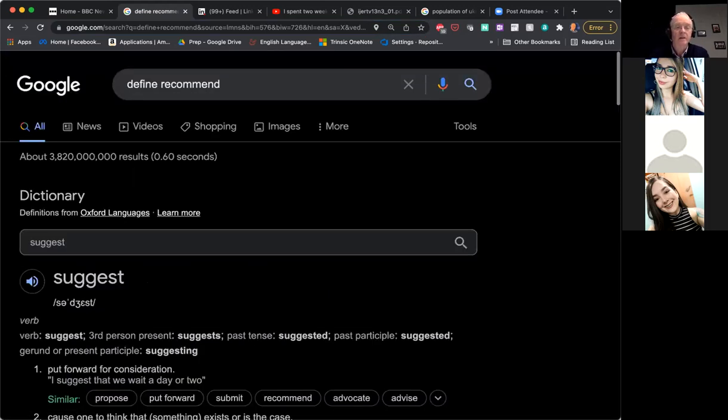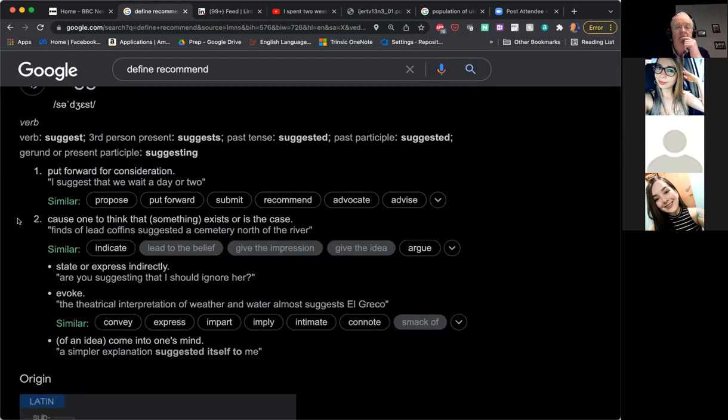Suggest. I put forward for consideration. I suggest that we wait a day or two. To cause one to think that something exists or is the case. Finds of lead coffins suggest a cemetery north of the river. State or express indirectly. Are you suggesting that we should ignore her? See that? That's a good use of the word there. Are you suggesting? So it's not being very explicit. It's being sort of a little bit indirect.